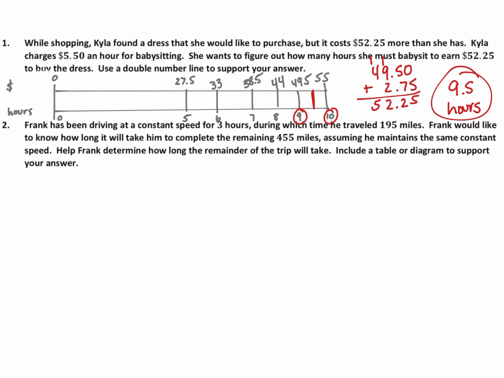Okay, number 2. Frank has been driving at a constant speed for 3 hours, during which time he traveled 195 miles. Frank would like to know how long it will take him to complete the remaining 455 miles, assuming he maintains the same constant speed. Help Frank determine how long the remainder of the trip will take. Include a double number line to support your answer.